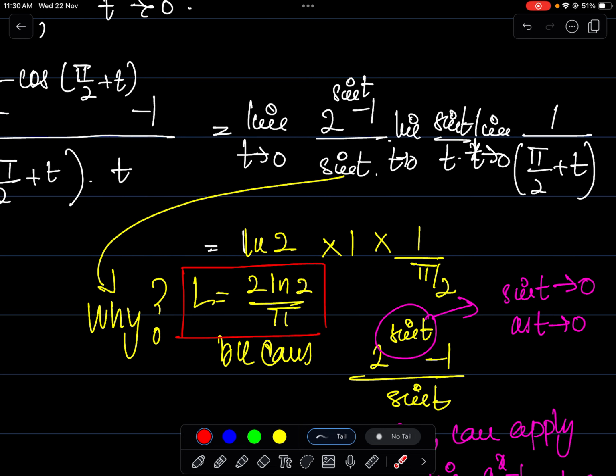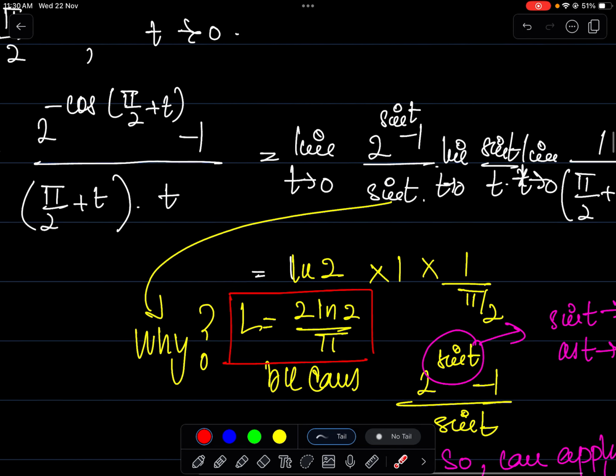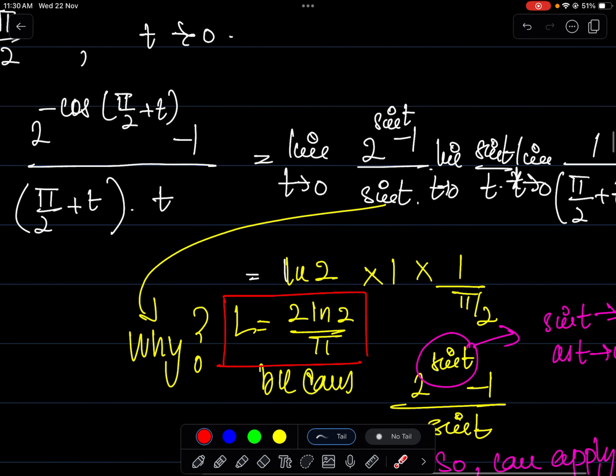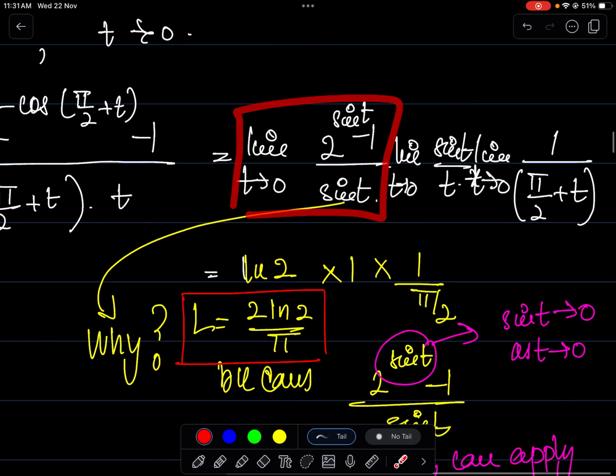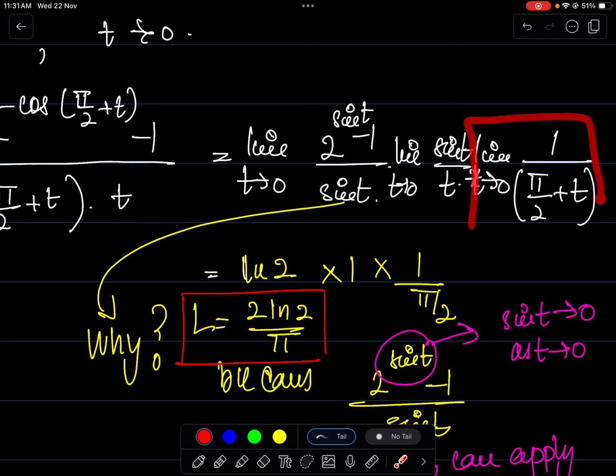Everything I have changed. Now over here I got this form, 2 to the power some function minus 1, and sin t is going to 0 as t is going to 0. But I need to make sure the power is the same. So I am multiplying and dividing by sin t. I already have one t here that I have put here. Now I have considered this as one limit and the next one as it is.